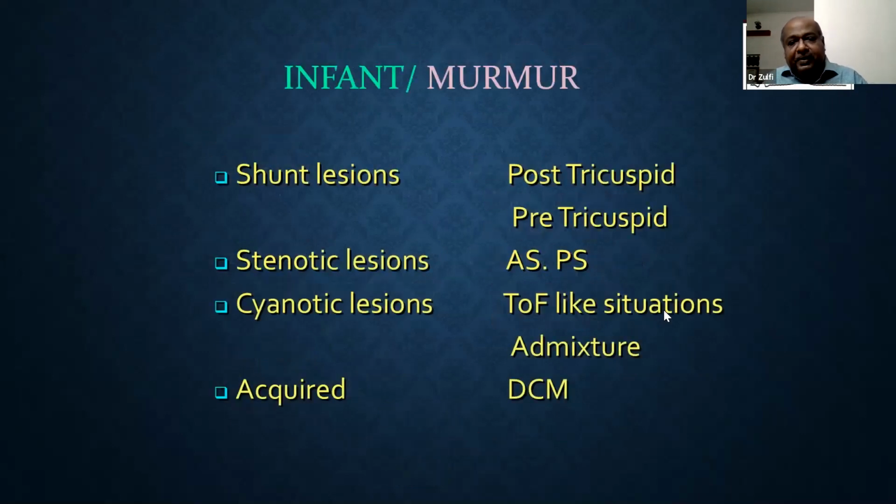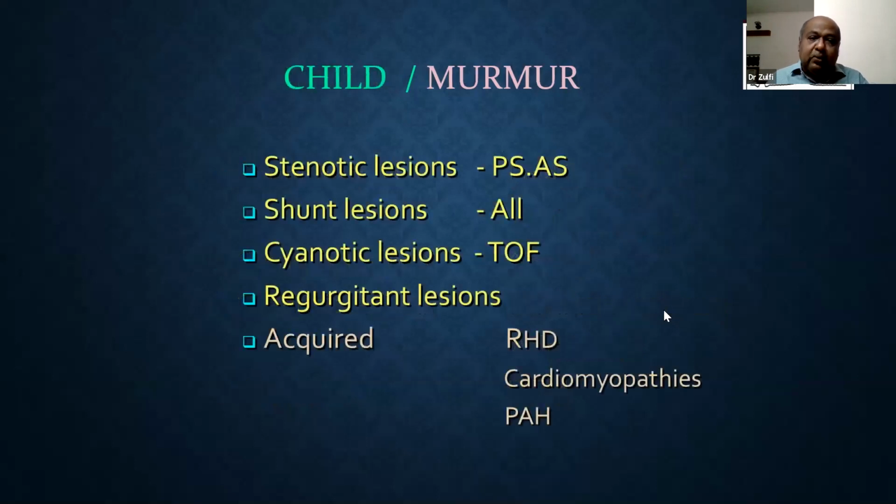And of course, in infants, you have the full picture. You will have shunt lesions, both pre-tricuspid and post-tricuspid. You have stenotic lesions, you have cyanotic lesions, and slowly acquired heart disease also will come into the picture. And in childhood also, you will have stenotic lesions, shunt lesions, cyanotic lesions, and many acquired heart lesions like rheumatic heart disease, cardiomyopathy, etc.